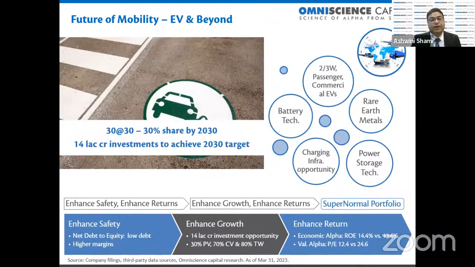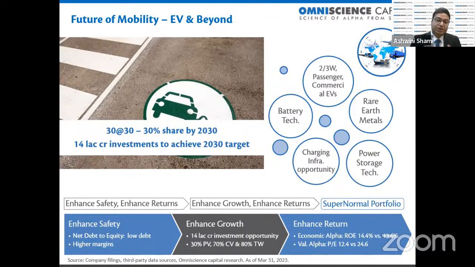Future of mobility, EV and beyond. So this is a very interesting portfolio, which basically visualizes how, in the next 10 years in India, goods and services and passengers will be transported from point A to point B. So it's not limited to EV. Yes, EV is a significant part of it.